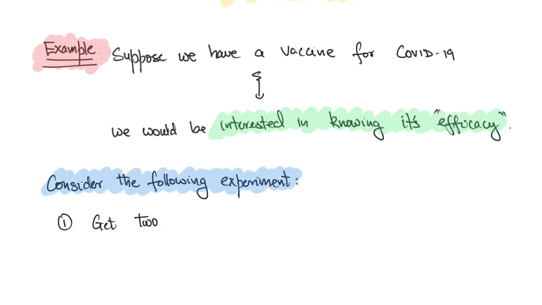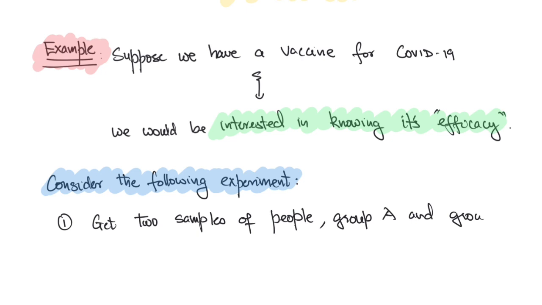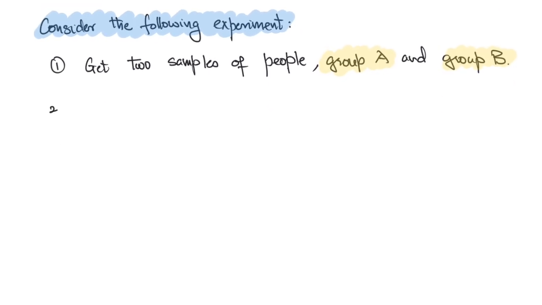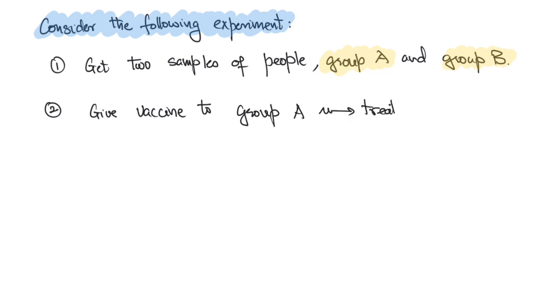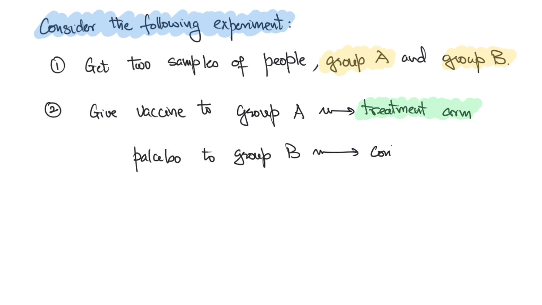The first step would be to take two samples of people, group A, group B, and the strategy might be to give the vaccine to group A. We call this the treatment arm of the experiment. And we will give the placebo to group B. We call this the control arm of the experiment.